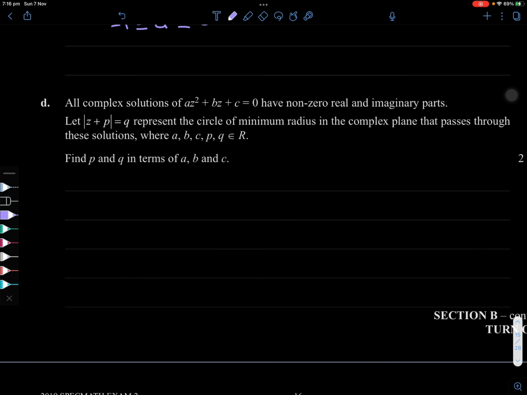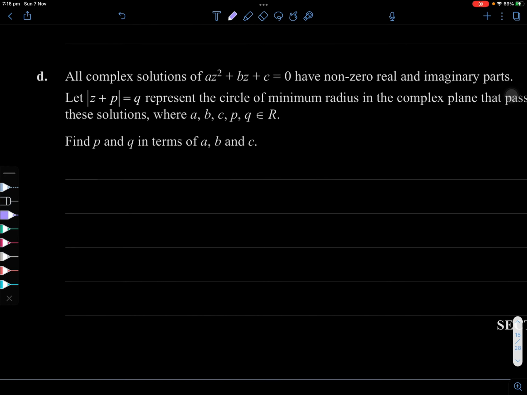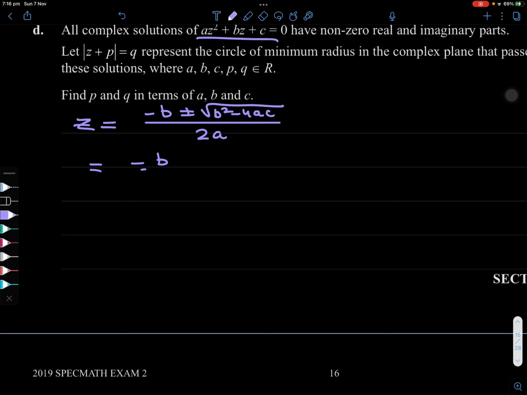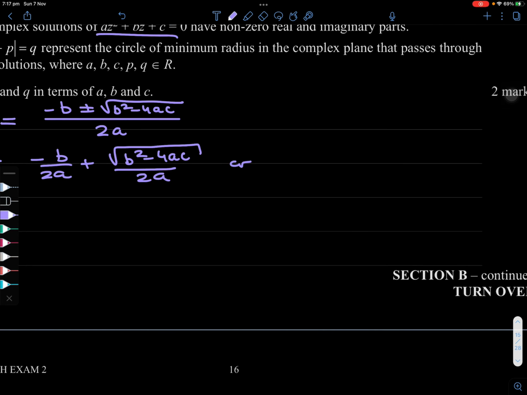Now it says all complex solutions of that equation have non-zero real and imaginary parts. Let that be the circle with the minimum radius in the complex plane that passes through the solutions. So it's a similar train of thought again. I'm going to solve for the solutions once again, and this is just a general form. Our solutions are literally just the quadratic formula: negative b plus or minus the square root of b squared minus 4ac, all over 2a. Splitting this up gives us negative b on 2a plus root b squared take 4ac on 2a, or negative b on 2a minus the same thing.